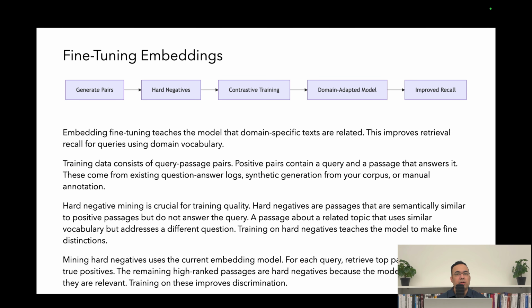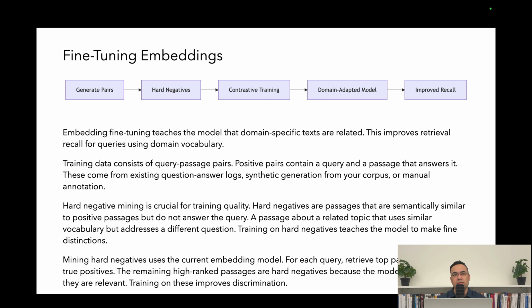Let's talk about fine-tuning embedding models. Training data consists of query-passage pairs. Positive pairs contain a query and a passage that answers it. These come from existing question-answer logs, synthetic generation, or manual annotation. Hard negative mining is crucial. Hard negatives are passages that are semantically similar to positive passages but don't answer the query. Training on hard negatives teaches the model to make fine distinctions. Mining hard negatives uses the current embedding model.